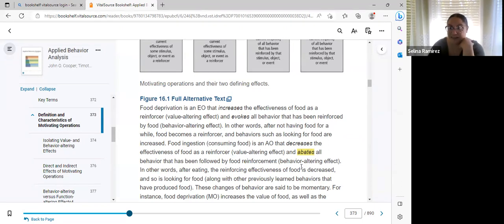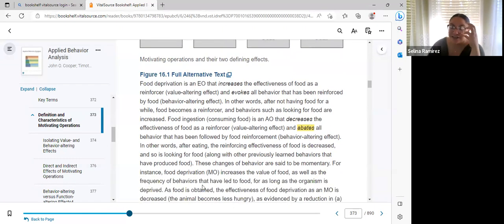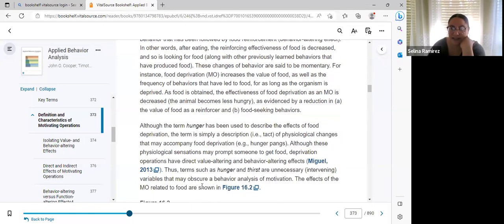Did that help to break it down? So because she manipulated the antecedent, she also was able to abate all behaviors that have been reinforced by escape, which was the elopement in her case. So maybe if you guys think about it like that and try to break it down, it will help to make sense.